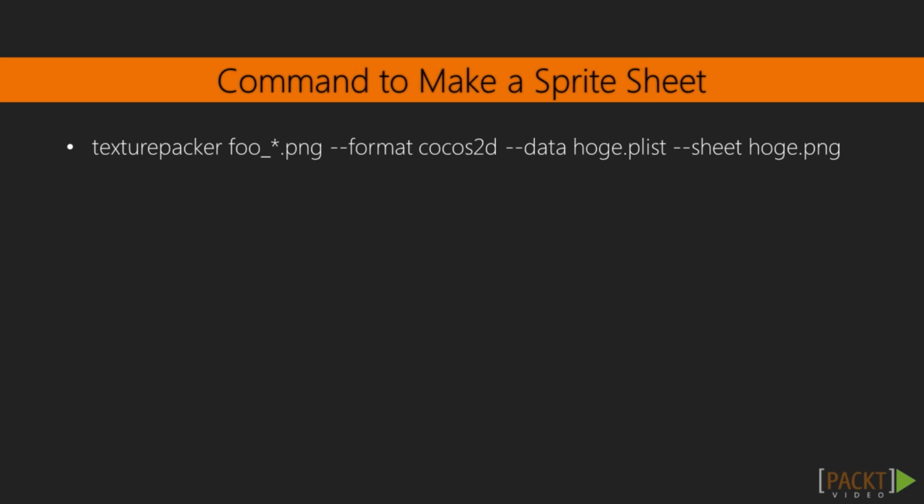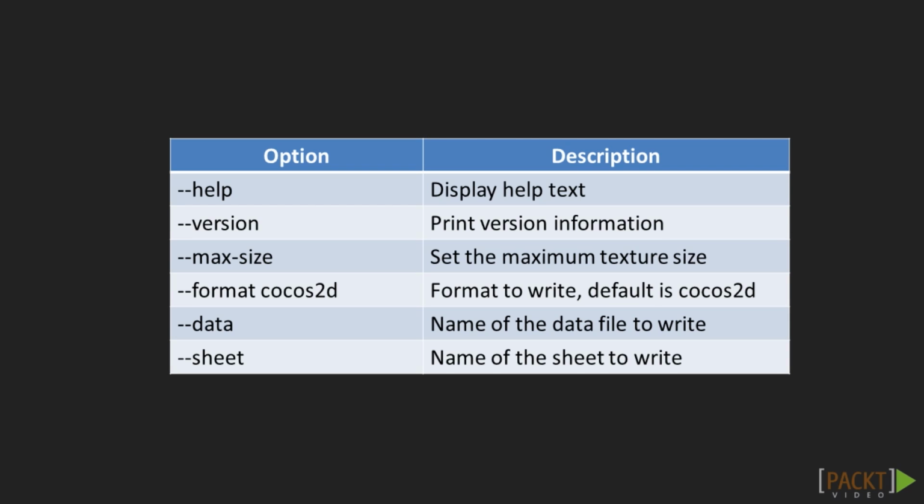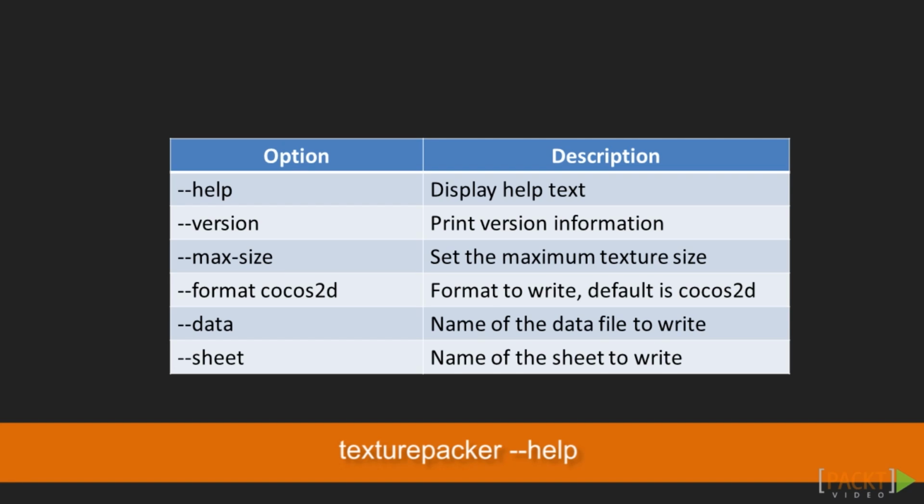You can also use the Texture Packer on the command line like this. The preceding command is to make a sprite sheet named hodge.plist and hodge.png by using images named foo_star.png. In addition, the command has other options such as help, version, max size, format Cocos2d format, and data sheet. You can see other options by using this command, TexturePacker --help.